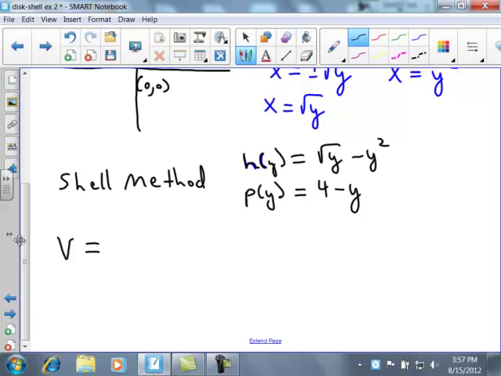So my volume is going to be 2 pi, since I'm using the shell method. My volume is going to be 2 pi times the integral. My bounds, in this case, still go from 0 to 1, just because of the nature of the region that I have there. And then I have h of y, which is the square root of y minus y squared, and I have p of y, which is 4 minus y.